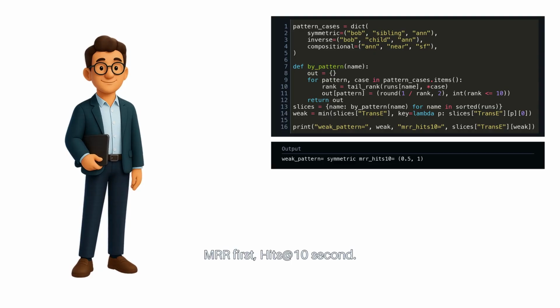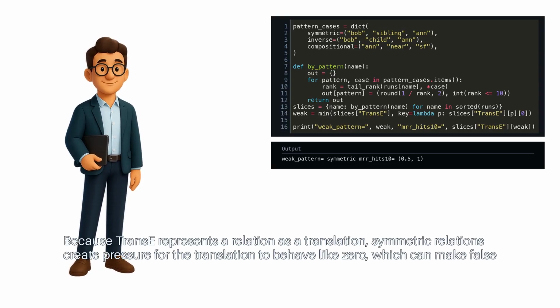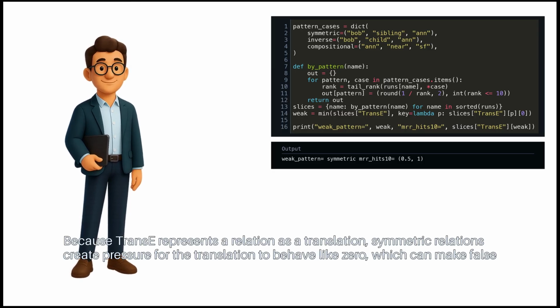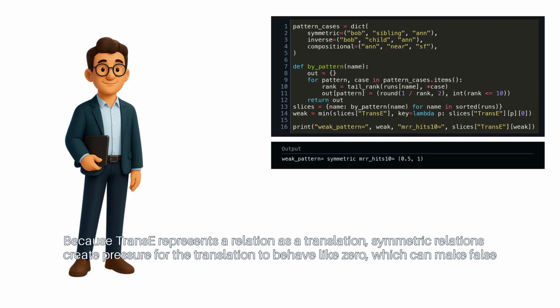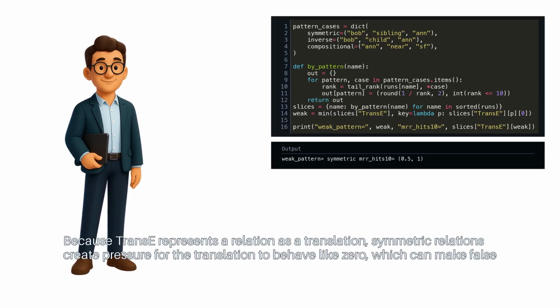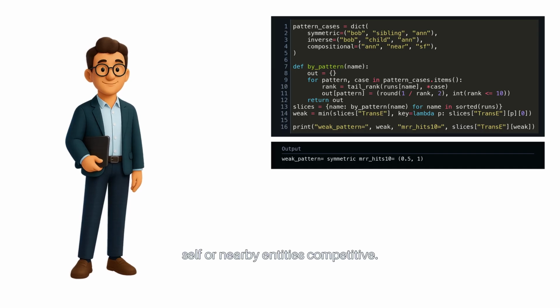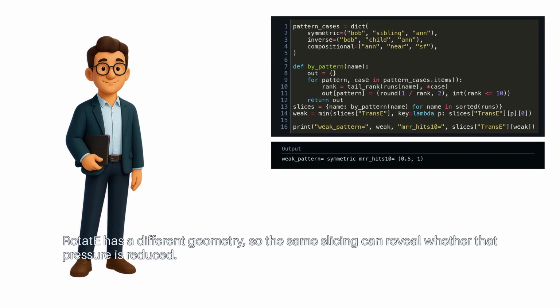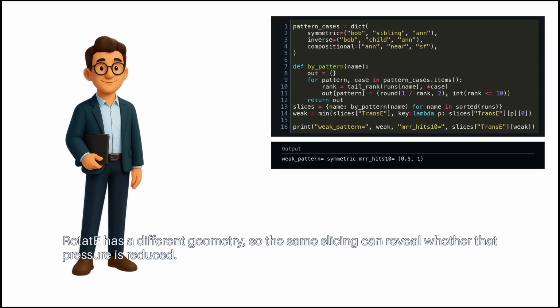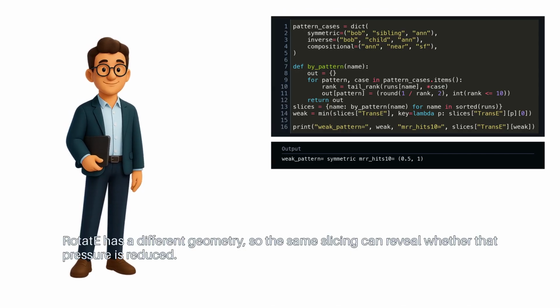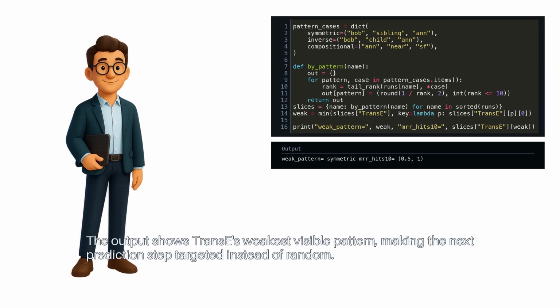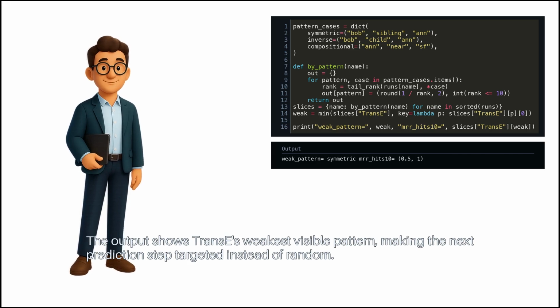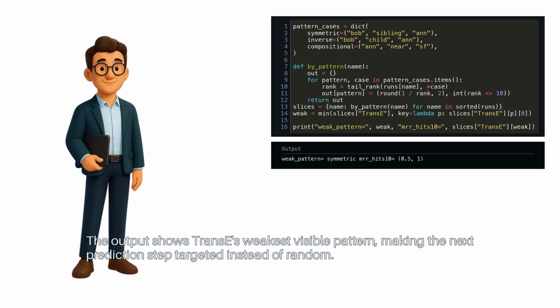Hits at 10 second. Because TransE represents a relation as a translation, symmetric relations create pressure for the translation to behave like zero, which can make false self or nearby entities competitive. RotatE has a different geometry, so the same slicing can reveal whether that pressure is reduced. The output shows TransE's weakest visible pattern, making the next prediction step targeted instead of random.